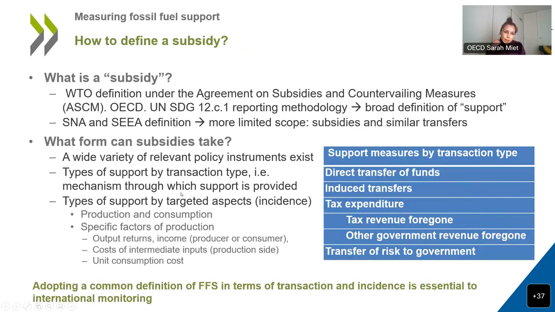So on the definition, as Claire mentioned, the OECD inventory is aligned with the SDG definition and adopts the WTO definition of a subsidy. Then it breaks down the subsidy by type of policy instruments: direct transfer, induced transfer, tax expenditure, and transfer of risk. Then also by the target of the subsidy. So there is a breakdown in the OECD inventory on the production and consumption side of the market, which can be further broken down along the value chain.